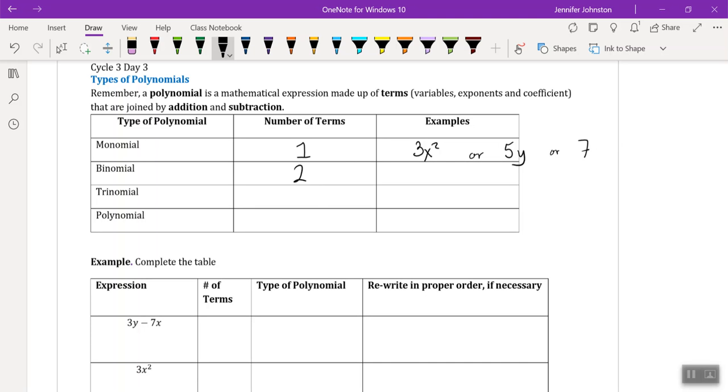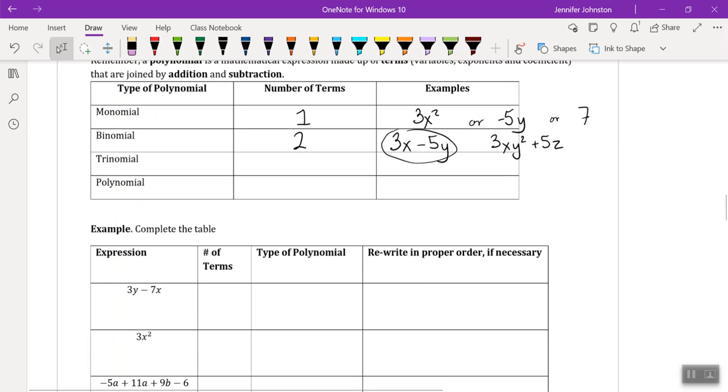A binomial has a plus or minus. A monomial doesn't have a plus or minus. Like we could have a negative 5, but there's not 2 terms. So here we have 2 terms, like 3x minus 5y. There are 2 different terms happening here. Or 3xy squared plus 5z. There are 2 different terms just separated by a plus or minus, it doesn't matter.